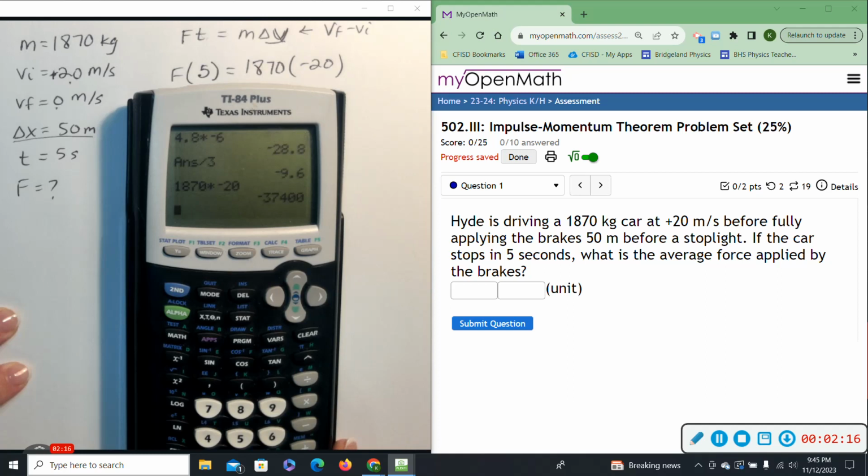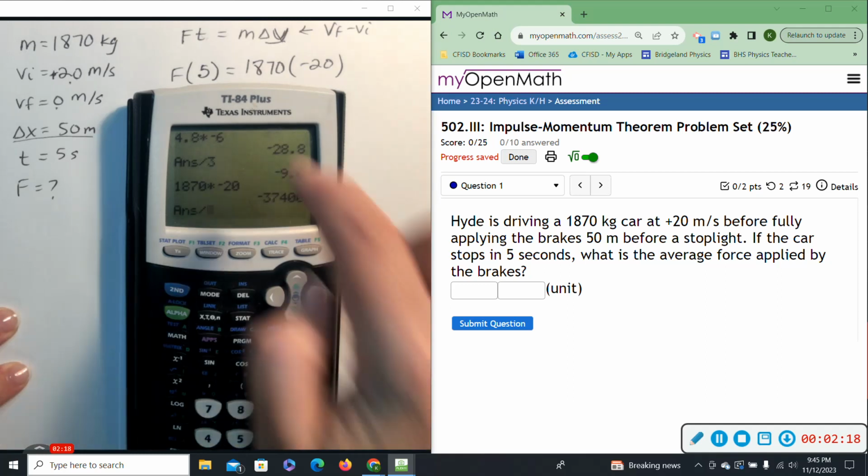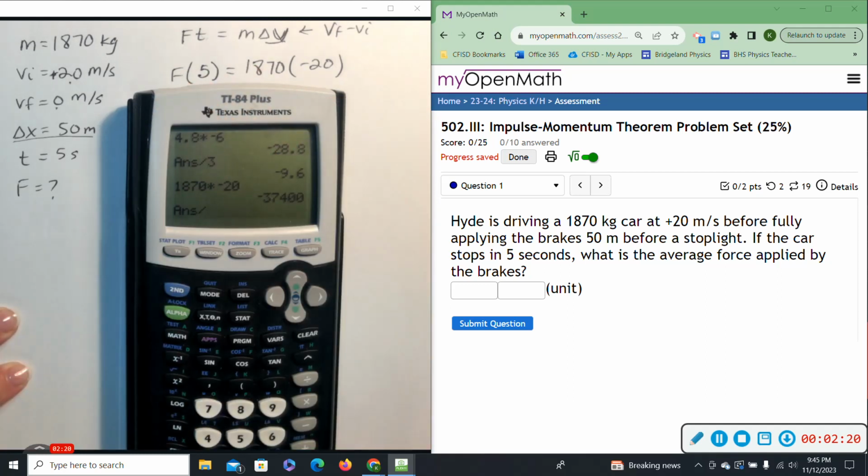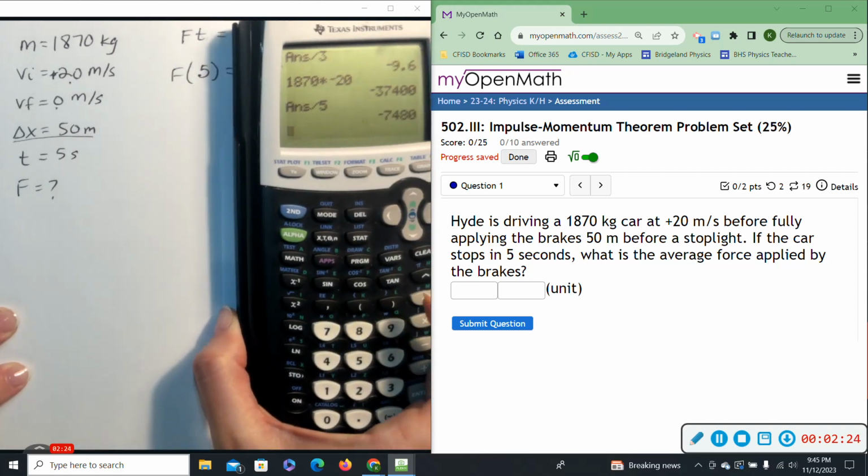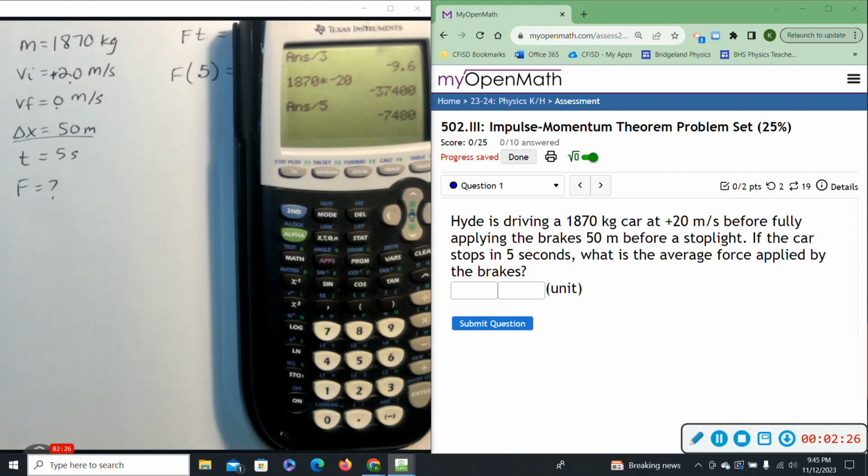And then we're going to take that number and divide it by 5 so that we can isolate that F right there. So divide it by 5, and we get a force of 7,480. Okay, and it is negative 7,480, and it will be in units of newtons.